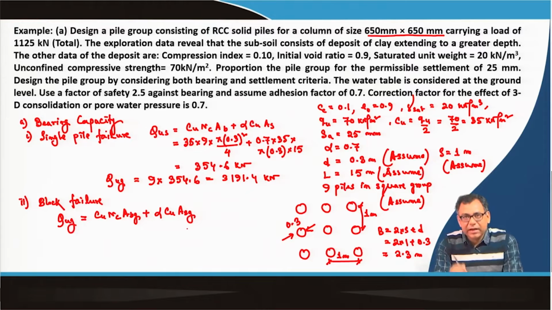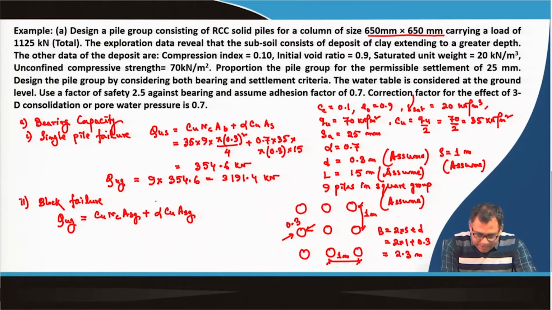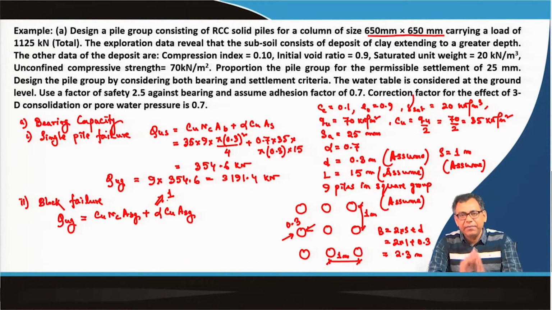Now, there is a question: in a single pile the interaction is between the pile and the soil, so we are taking the adhesion factor. But now in the group pile, it is a block, so this block is basically interacting. Here the distance between the piles is more, so more soil will interact compared to the pile. That is why the adhesion factor for a group pile is considered as 1, because here basically the interaction is soil versus soil in case of a group pile. So that is why we are taking the adhesion factor as 1.